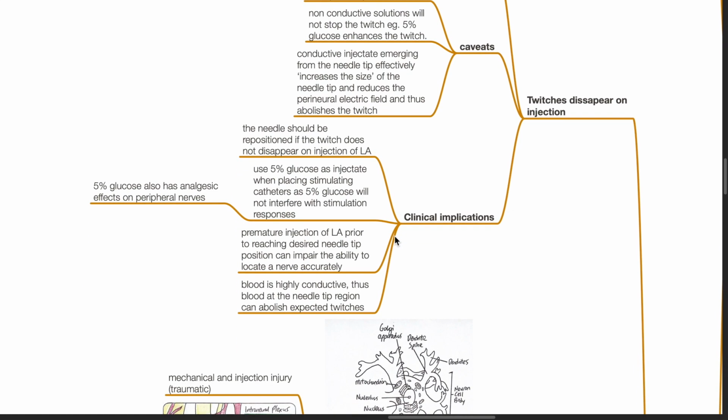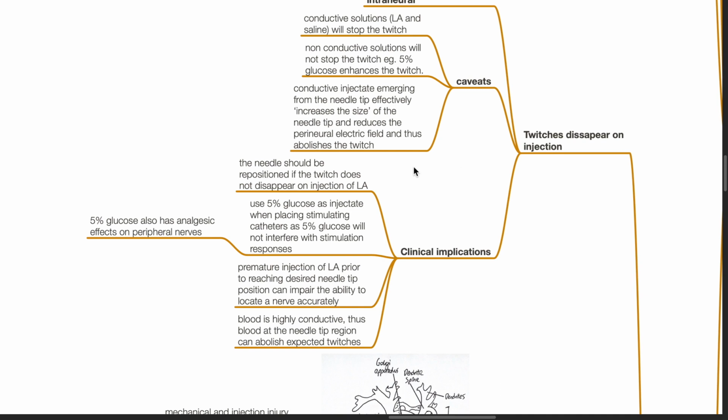Clinical implications: the needle should be repositioned if the twitch does not disappear on injection of LA. Use 5% glucose as injectate when placing stimulating catheters, as 5% glucose will not interfere with stimulation responses.